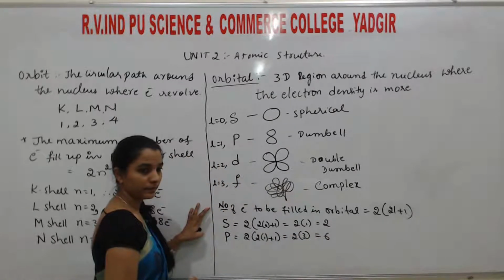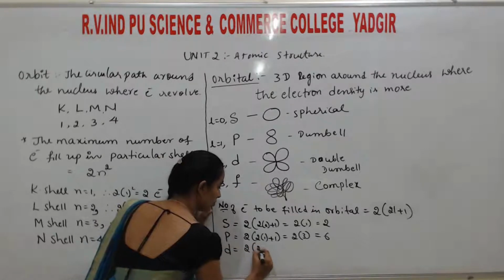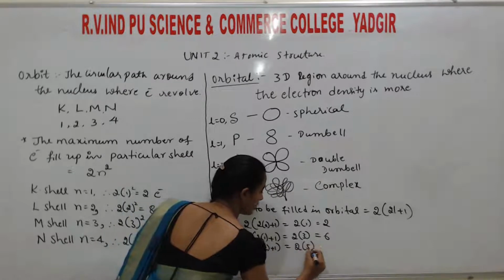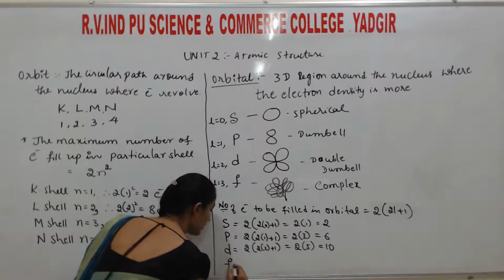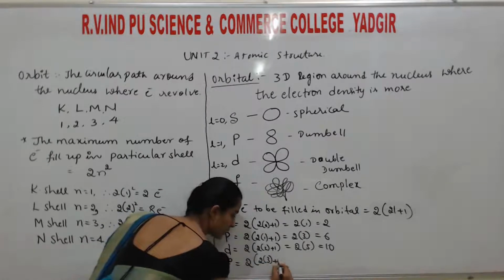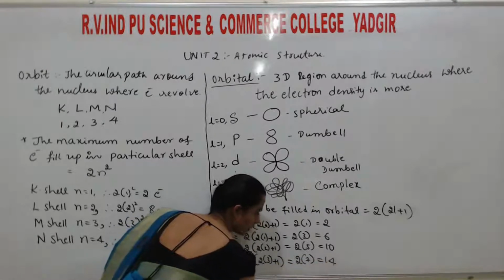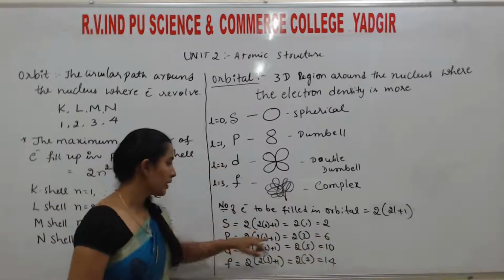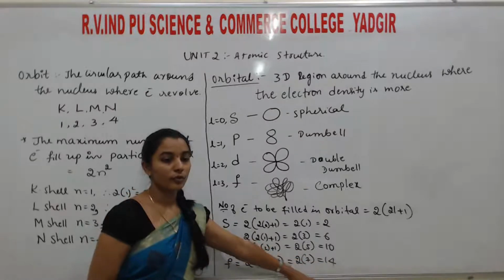6. Correct? For d orbital, 2 into 2 plus 1, that is 2 into 5, that is equal to 10. And last, f orbital, that is 2 into 3 plus 1, that is 2 into 7, that is 14. So in the s orbital, only 2 electrons can fill, p orbital 6, d orbital 10, f orbital 14.